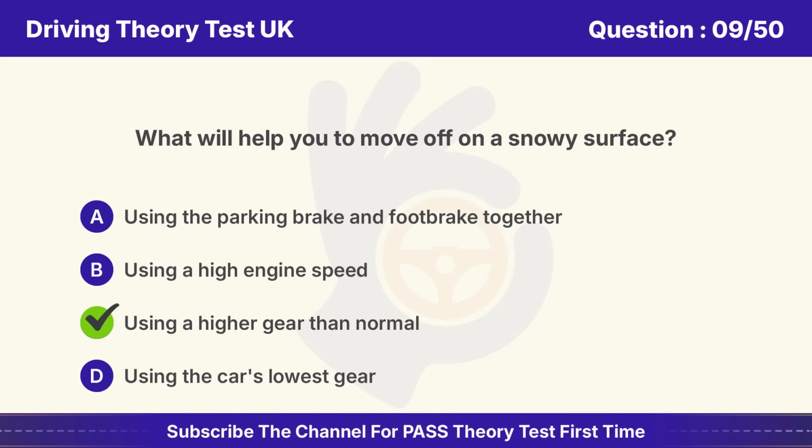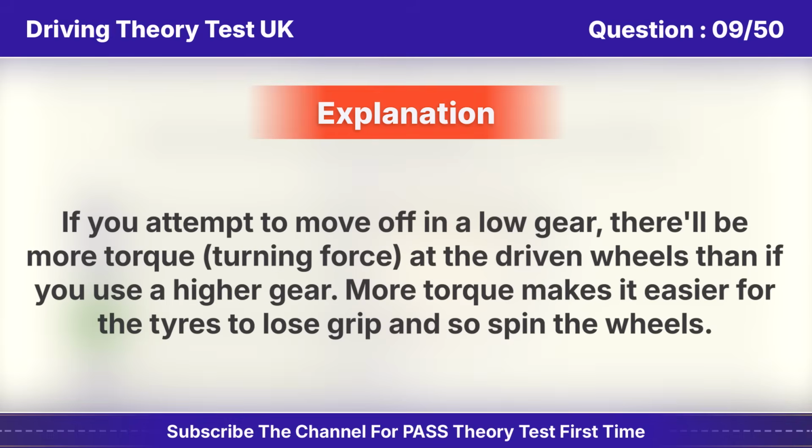Answer is C. Using a higher gear than normal. If you attempt to move off in a low gear, there'll be more torque, turning force, at the driven wheels than if you use a higher gear. More torque makes it easier for the tires to lose grip and so spin the wheels.